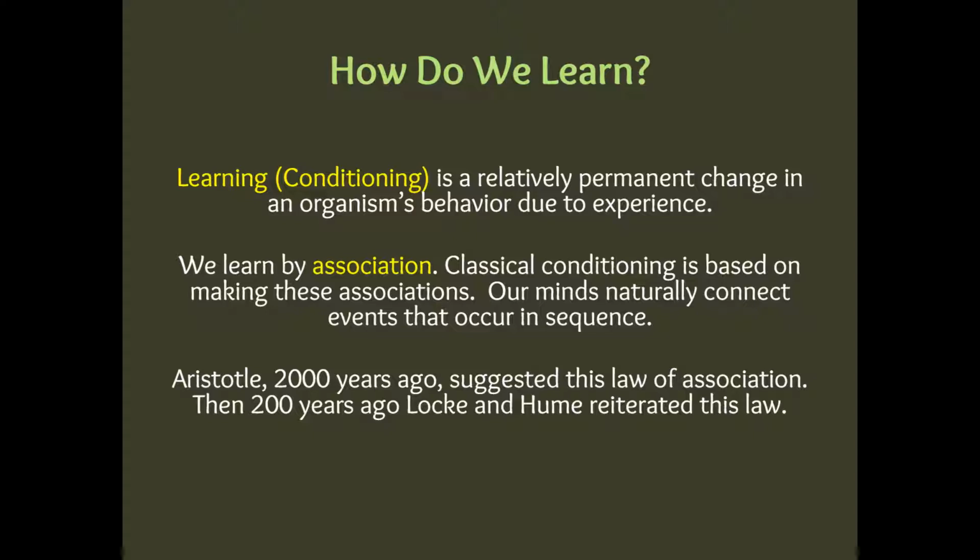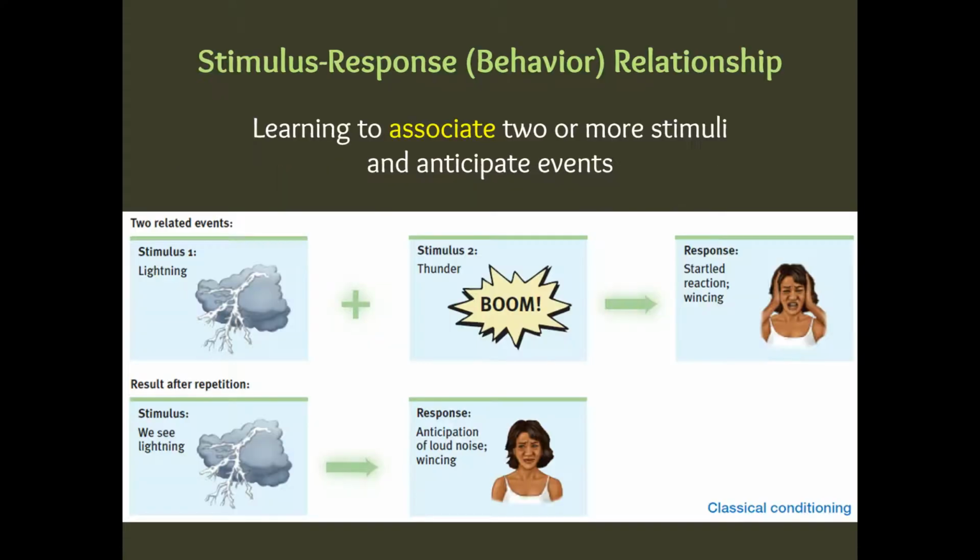And Aristotle, right, 2,000 years ago, suggested this law of association. So this is not a new idea. 200 years ago, Locke and Hume, right, these are two very famous philosophers, are also reiterating this idea of this law. But it's not until our homeboy comes along, Pavlov, that we really get this, right?